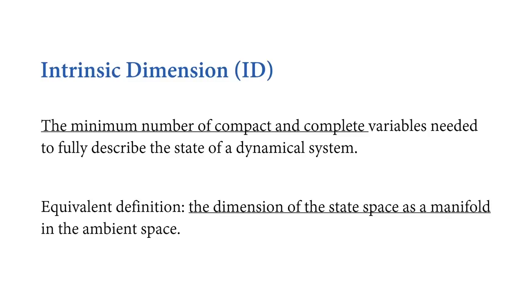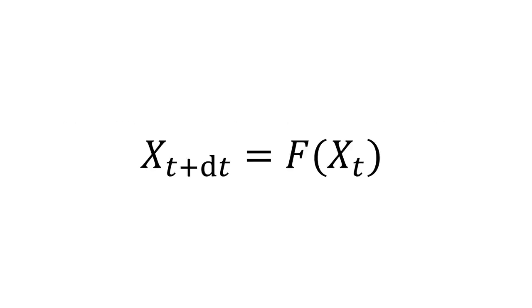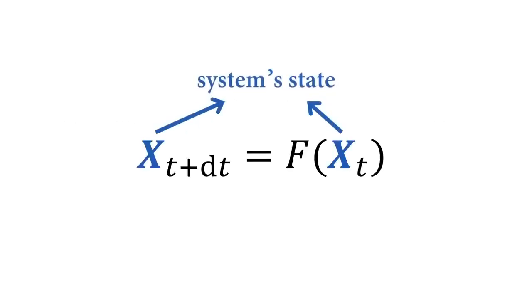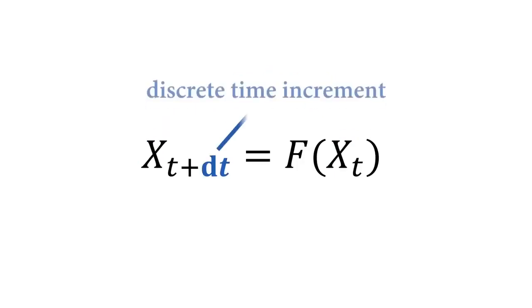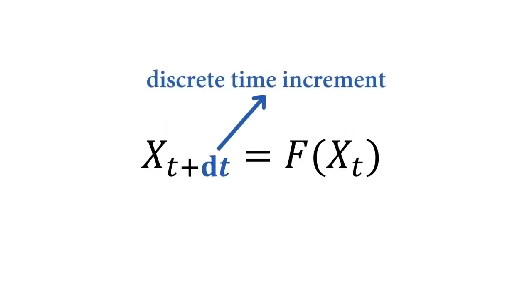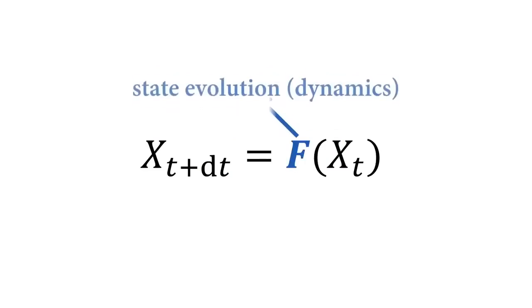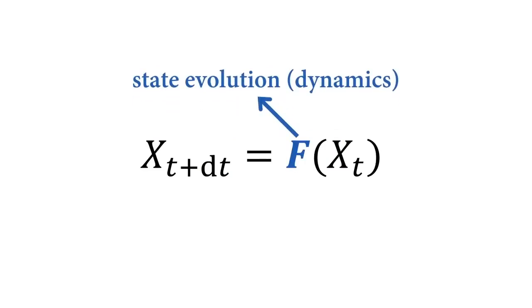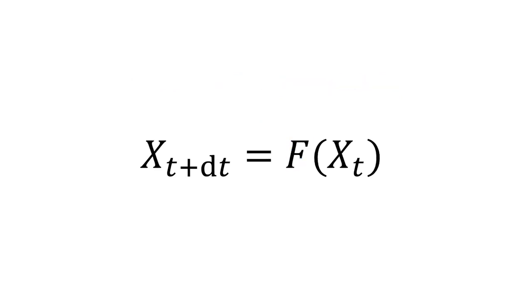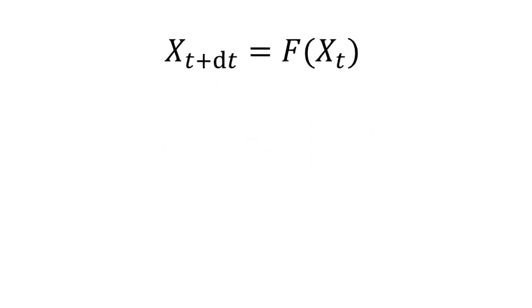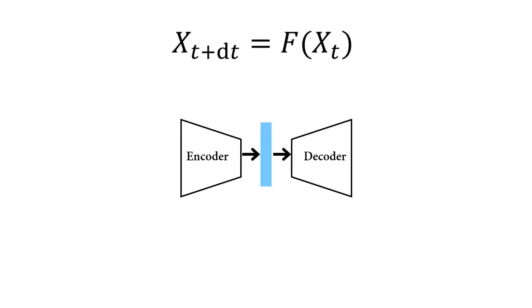To start with, we formulate the dynamical system as follows. Here, x is the system state, and dt is the discrete time increment. F describes the state evolution from the current system state to the successive state at the next time step. Since our input data is video recordings, and we do not know which variables to measure or how to measure them, we chose video frame as state representation of x.